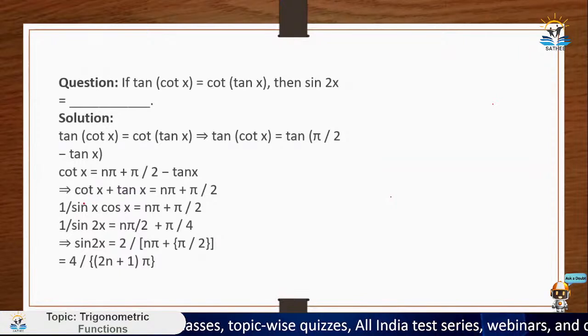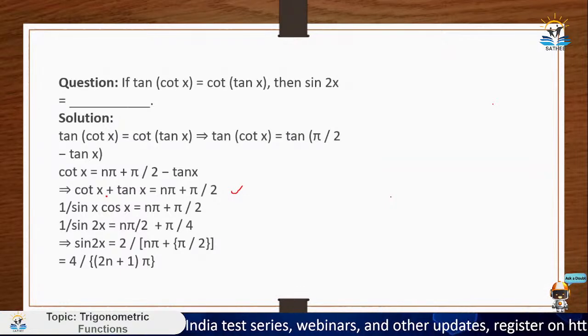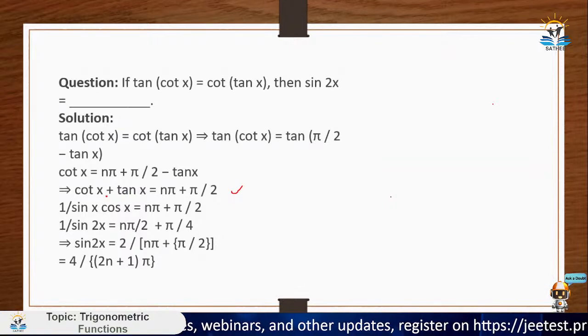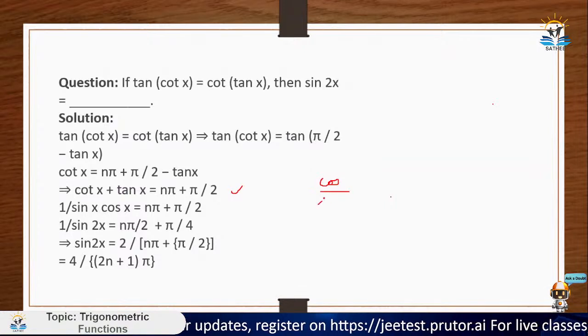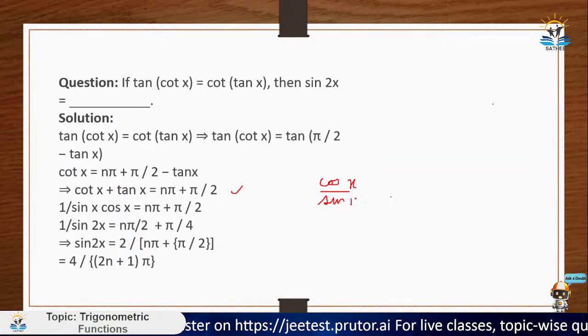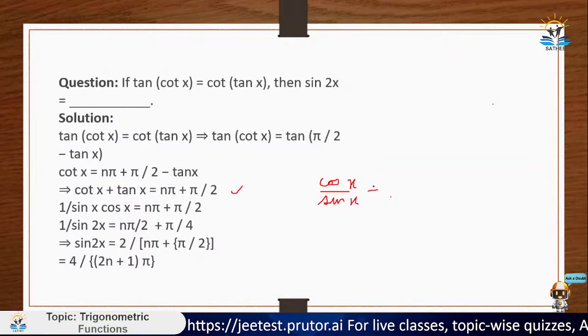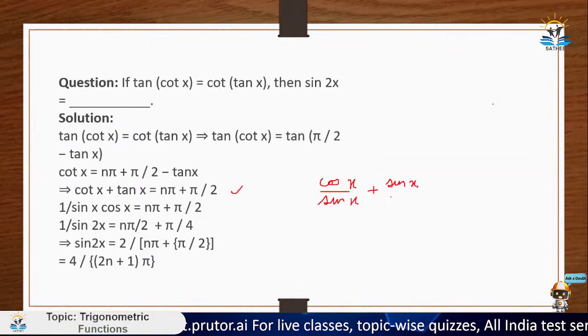So you have taken out till here. Now again replacing cot with sine upon cos, because I have told you that whenever you get cot, cosec, or tan, change it to sine and cos, because working in sine and cos is very easy. So just change it here. So cot x is cos x upon sin x, plus tan x. So tan x is sin x upon cos x. So plus sin x upon cos x.